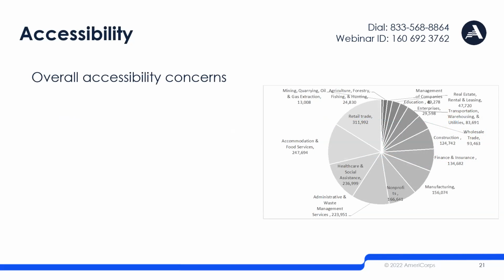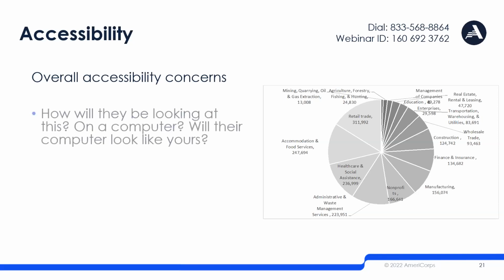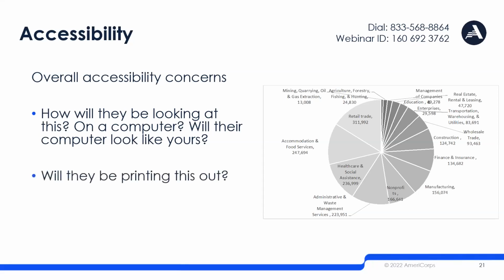So there are overall accessibility concerns that are relevant for all audience members. For example, how will they be looking at this? On a computer? Will their computer look like yours? Or will they be printing this out? Is there a chance this may be printed out in grayscale? And how would that affect your visualization?